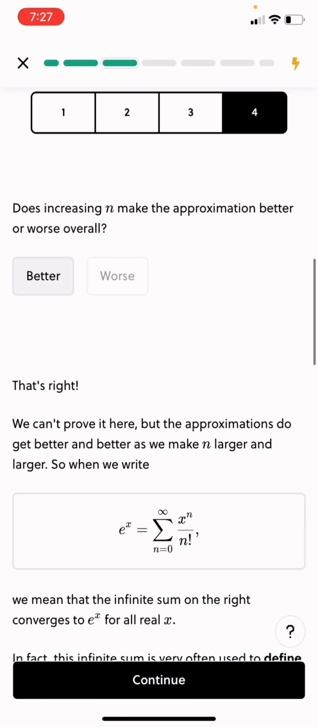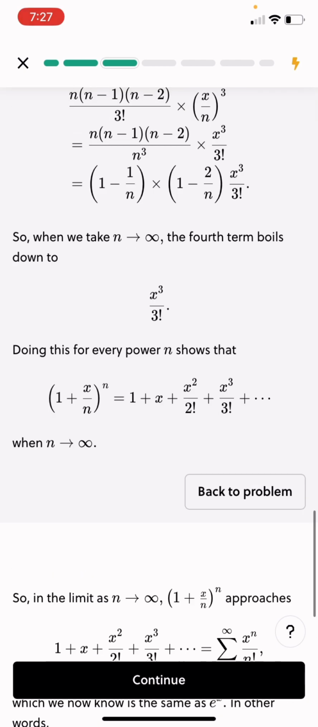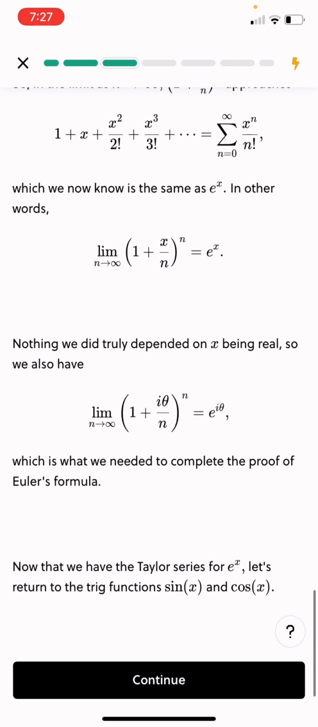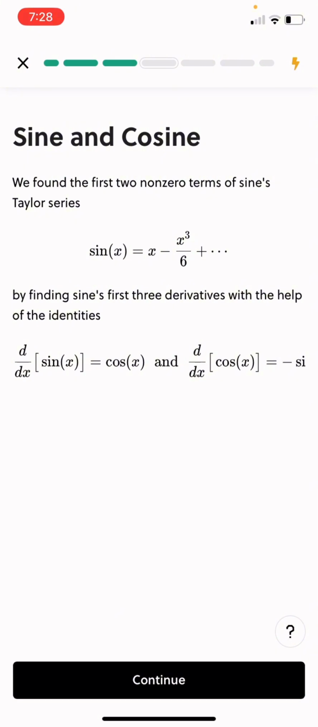Yeah. Well, in part 1, we finished off on this basic equation. And it basically says that now that we have the Taylor series for e to the x, let's return to the trig functions sin and cos. So we're going to find Taylor series for them, because that'll be really useful for more than just calculus. It's used commonly in calculus, but maybe used a lot more in sine and cosine.